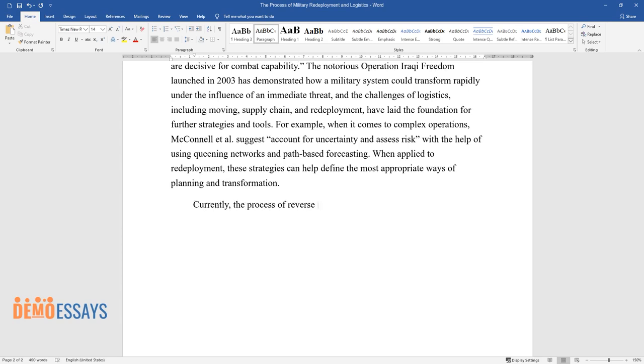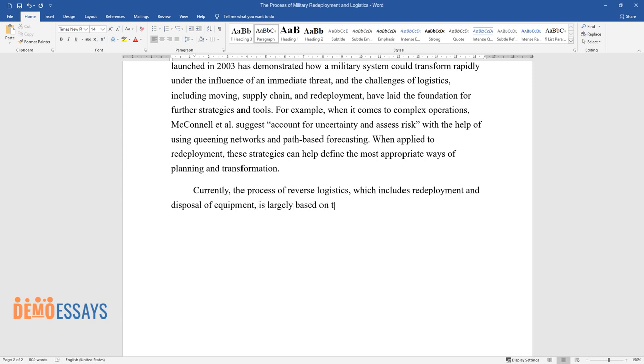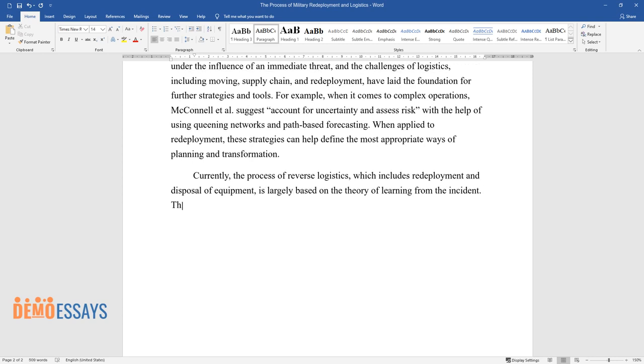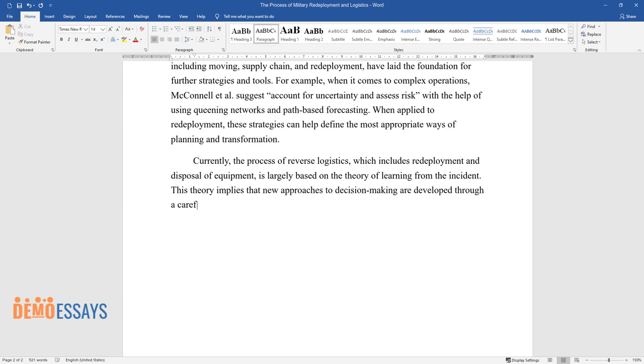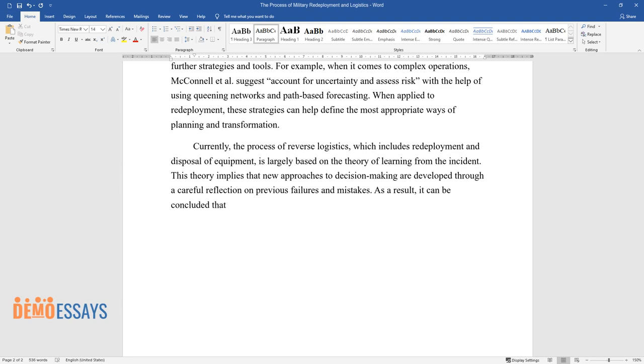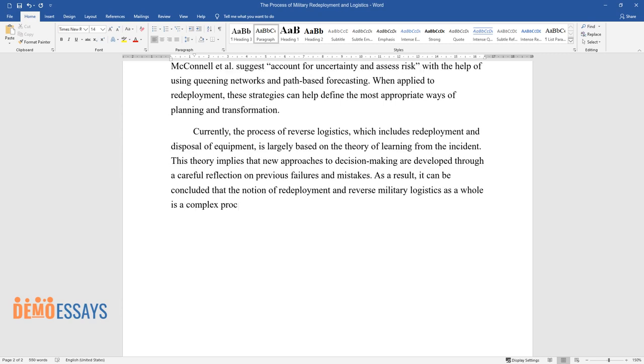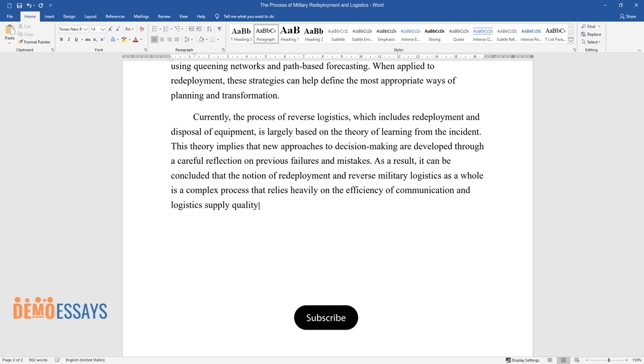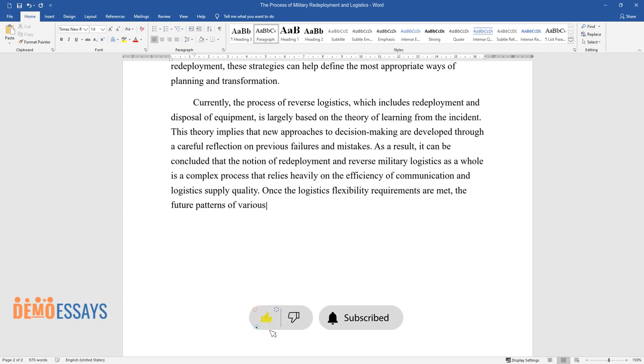Currently, the process of reverse logistics, which includes redeployment and disposal of equipment, is largely based on the theory of learning from the incident. This theory implies that new approaches to decision-making are developed through a careful reflection on previous failures and mistakes. As a result, it can be concluded that the notion of redeployment and reverse military logistics as a whole is a complex process that relies heavily on the efficiency of communication and logistics supply quality. Once the logistics flexibility requirements are met, the future patterns of various complex procedures will yield more results for the Army.